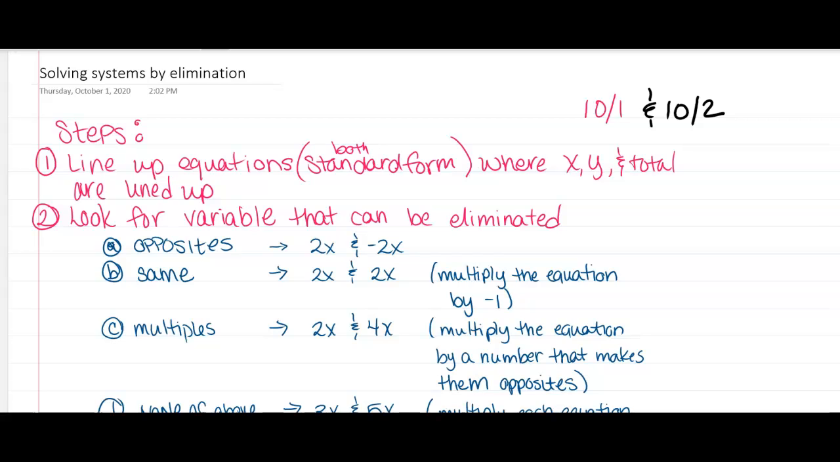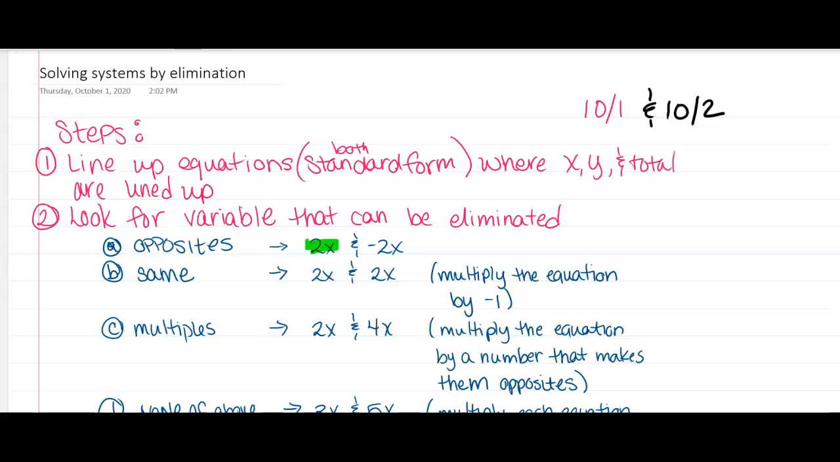For this lesson, we're going to be solving systems by elimination. So there are some steps that we can follow. The first one is to line up the equations. Both have to be in standard form where all your x's, your y's, and your totals are lined up. Then we want to look for variables that can be eliminated. And variables that can be eliminated must be opposites of each other.